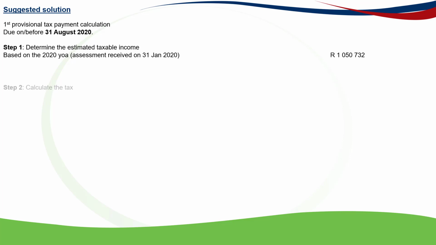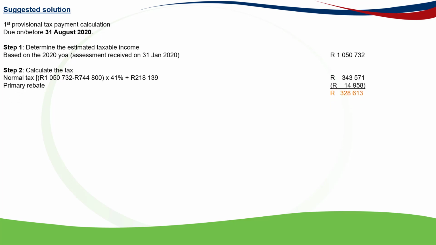The second step is to calculate the normal tax on the estimated taxable income. We will make use of the current year tax tables to make this calculation, and this will result in the normal tax amount of 343,571.